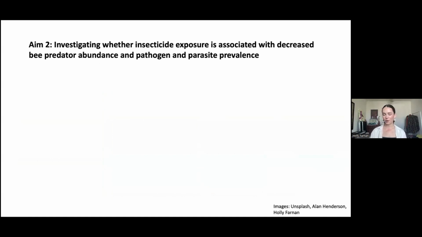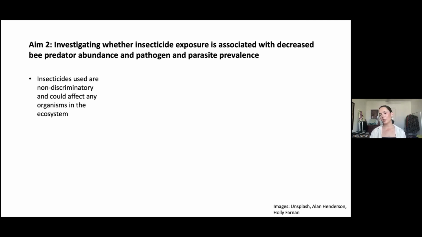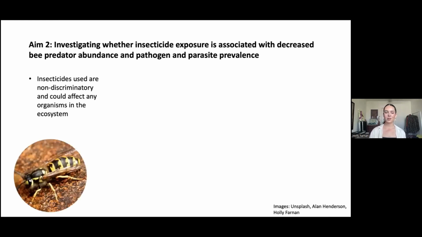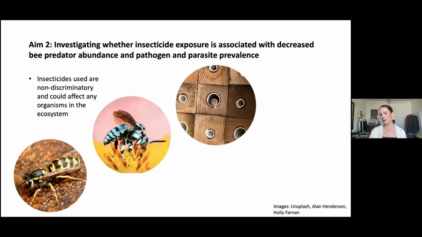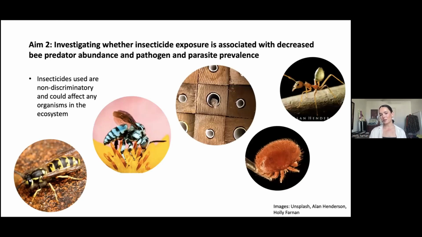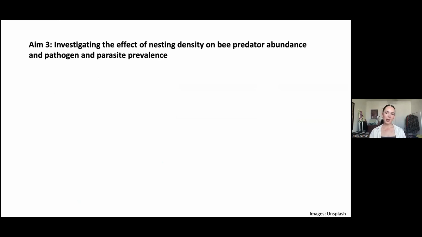So my second aim is investigating whether insecticide exposure is associated with decreased bee predator abundance and pathogen and parasite prevalence. And so the insecticides used in these contexts are non-discriminatory. So they could affect any organism in the ecosystem. And this could include bee predators like wasps or kleptoparasitic bees, also possibly skinks or ants or mites as well.